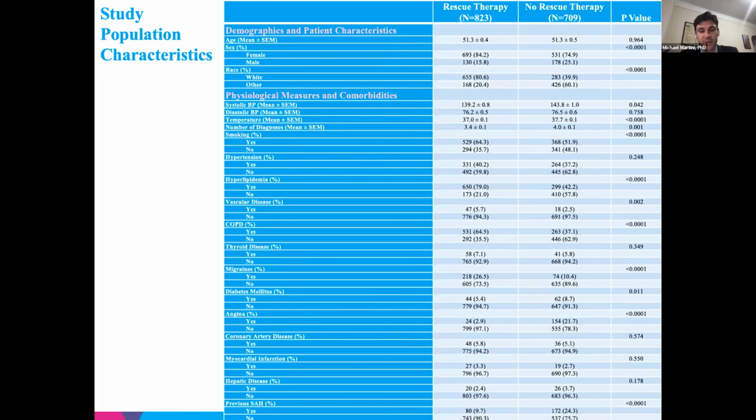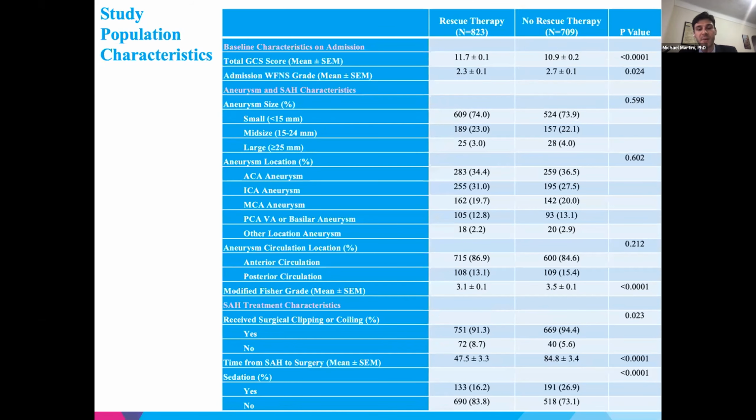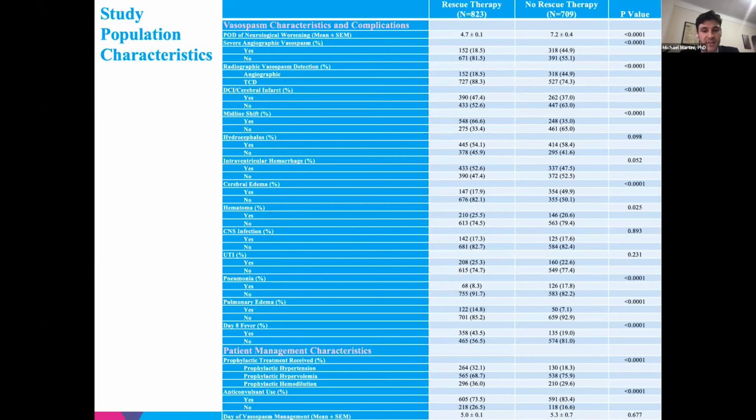Basically, we looked at demographic and physiological measures such as mean admission blood pressure and temperature. We also tracked numerous medical comorbidities, as well as baseline neurological condition at admission, details pertaining to the subarachnoid bleed, the aneurysm characteristics such as size, location, and modified Fisher grade, as well as other aspects of SAH treatment. We also noted the vasospasm characteristics, as well as any neurological or medical complications that happened during the hospitalization, as well as a few details related to their ICU management, including the use of any prophylactic treatments, anticonvulsant use, or the hospital day that the vasospasm treatment was started.